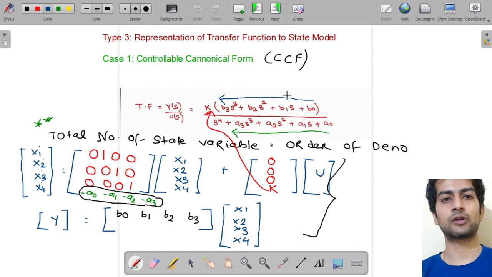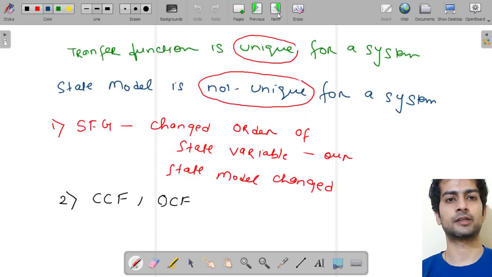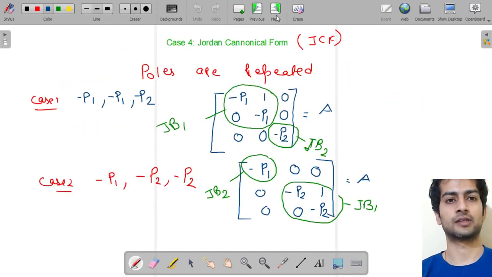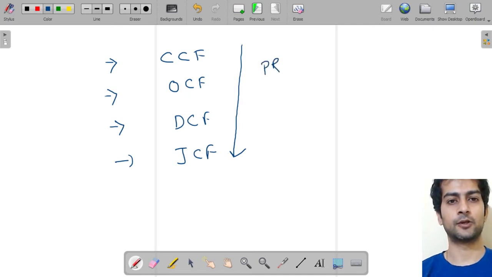So what is the best way of dealing with the questions of transfer functions in the exam? First of all, I told you that whenever you get a question to find a state model from a transfer function, always apply reverse engineering: look at the options, then find the solution. And always try to look at the options in this priority.